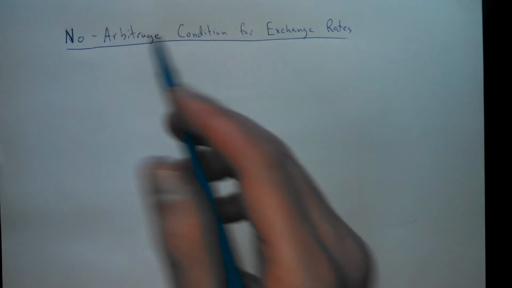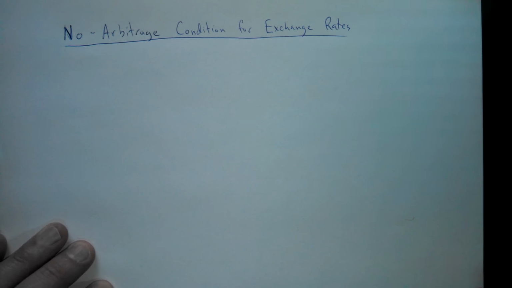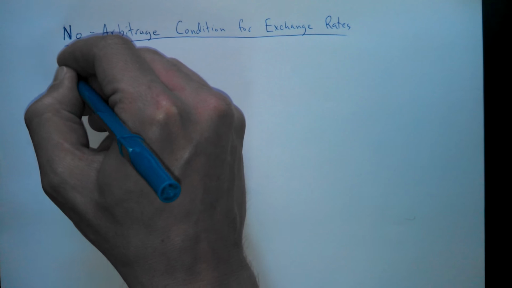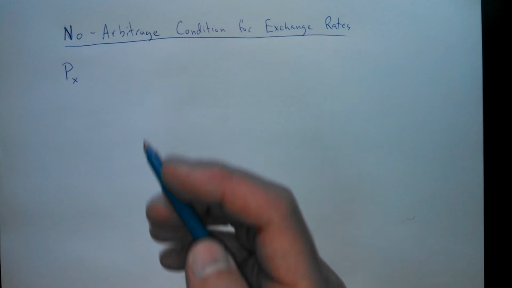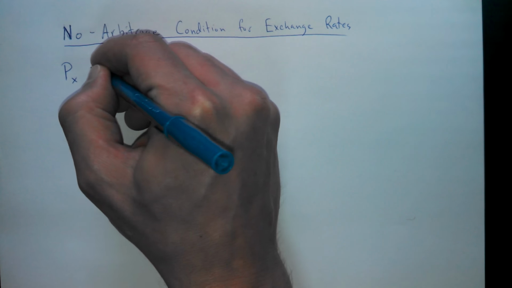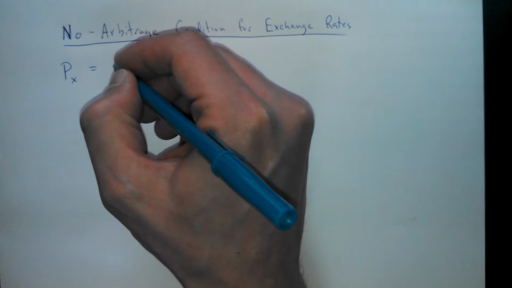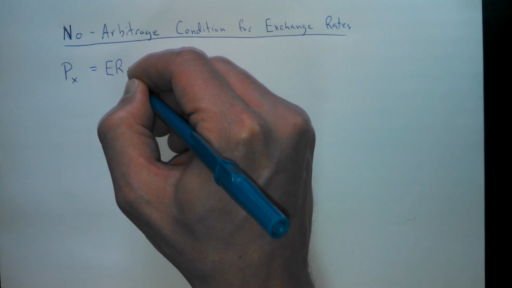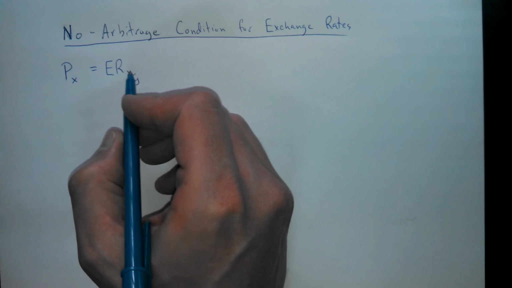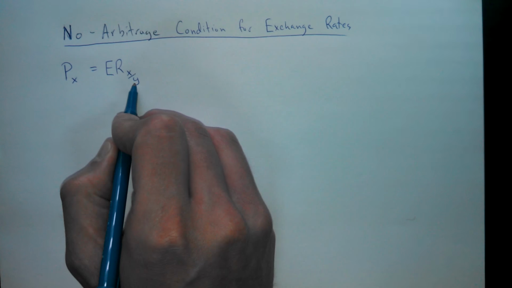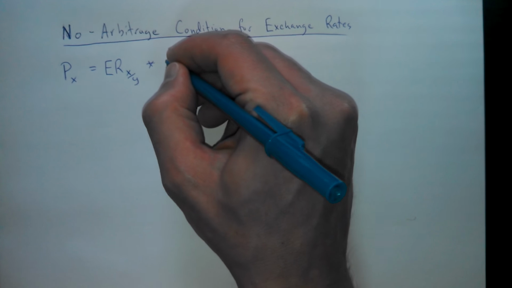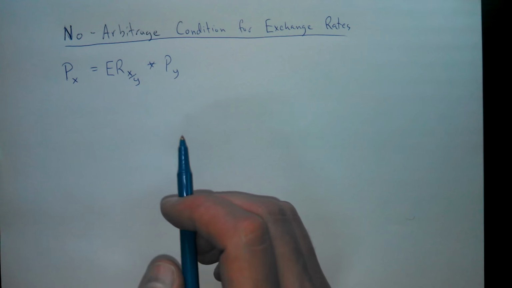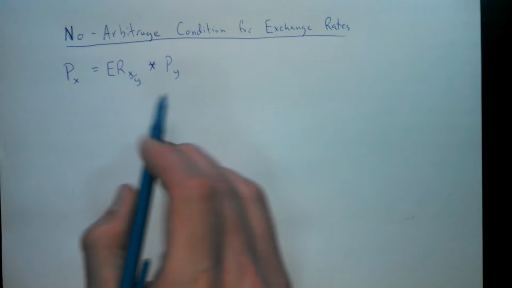Now, for there to be no arbitrage opportunities for a particular good, what must be true is that the price of a good in some country X, in that country's currency, has to be equal to the exchange rate of how many X you get per Y, that is, how many units of currency from country X you get using currency from country Y, multiplied by the price of that good in units of currency from country Y. If that's the case, then there's no arbitrage.